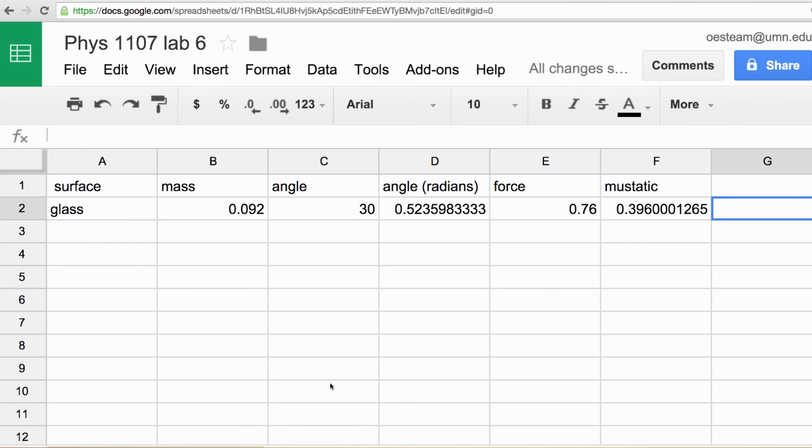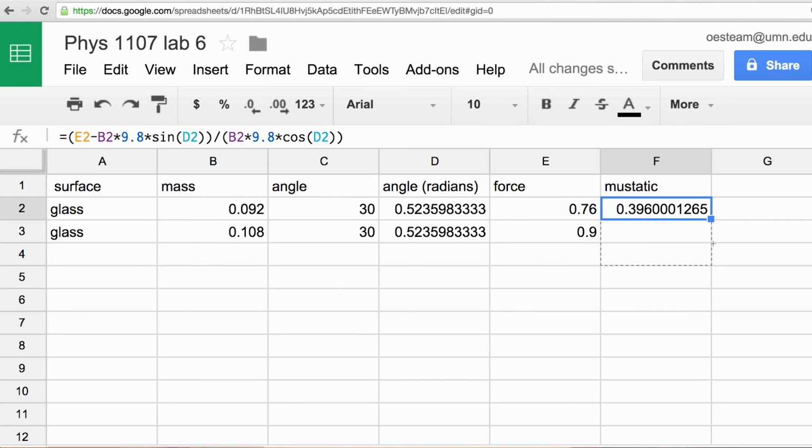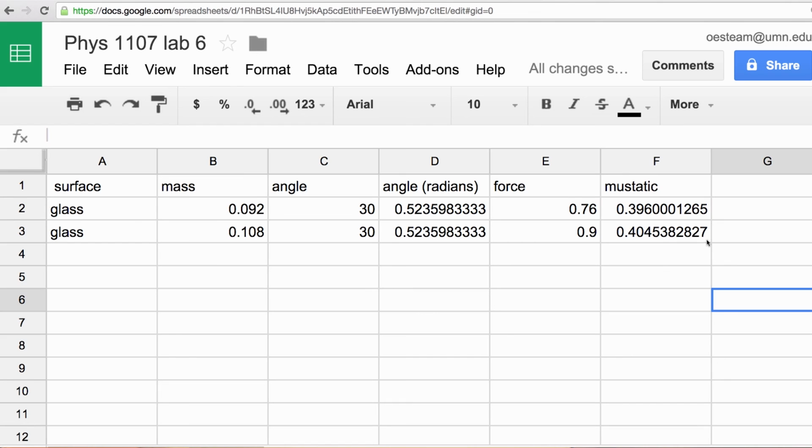Back to our spreadsheet. We've got glass as the surface again. The weight now is 92 plus 16, which is 108 grams, 0.108. The angle is the same, 30 degrees. And the force we came up with was 0.90 newtons. And finally, we get for a mu static 0.404, which is darn close to 0.39.